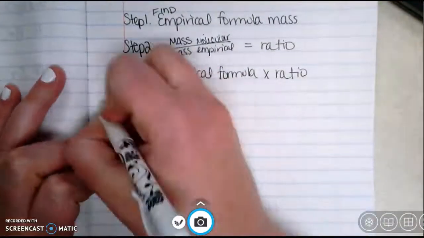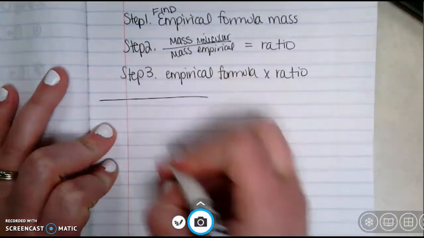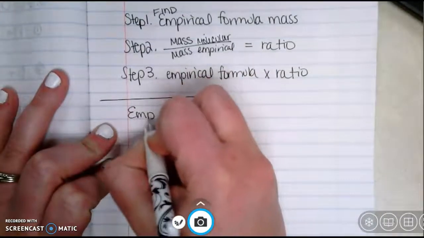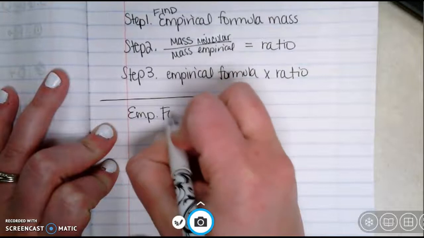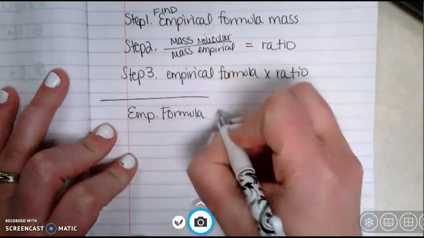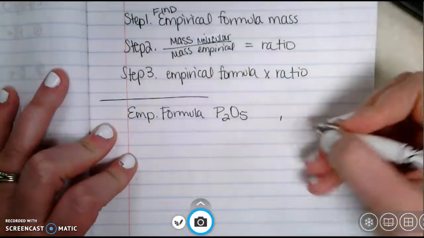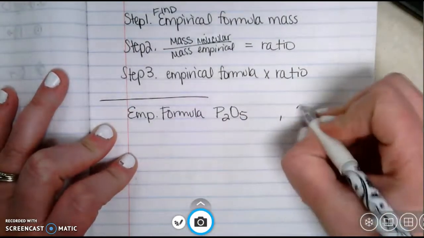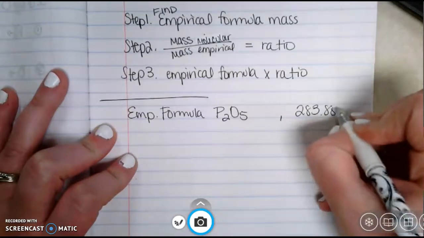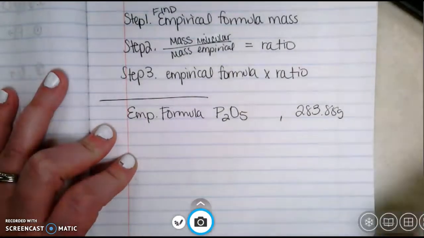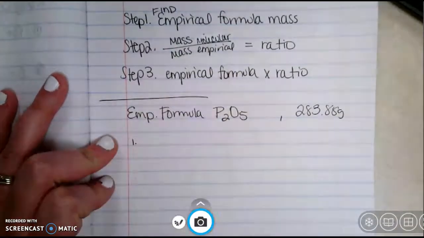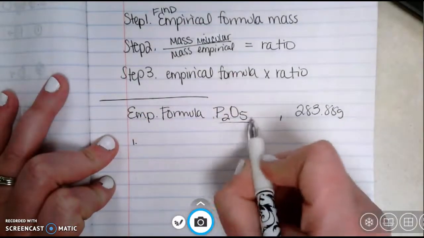So let's say that we have an empirical formula of P2O5. And our molecular formula, the true mass, is 283.88 grams. Okay, so our first step is going to be to find the mass of this empirical formula.